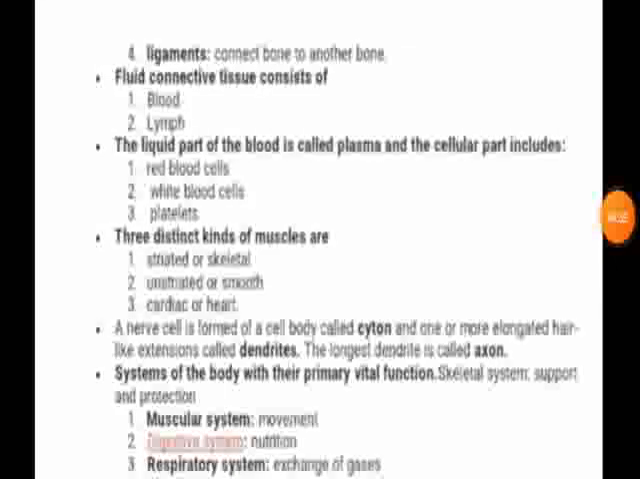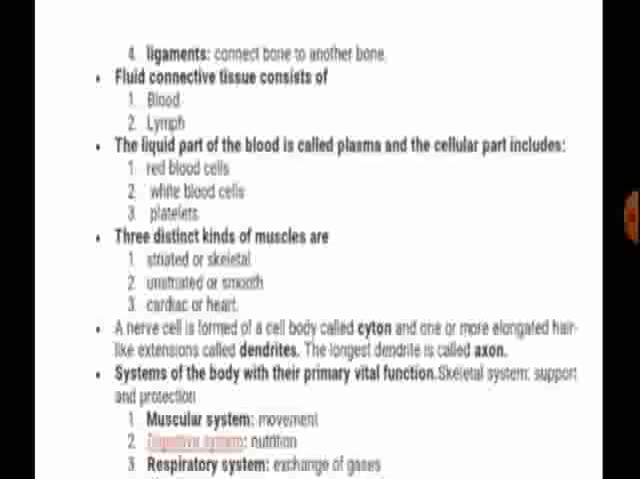Ligaments connect bone to another bone. Next, fluid connective tissue: blood and lymph. The liquid part of the blood is called plasma, and the cellular parts are the red blood cells, white blood cells, and platelets.